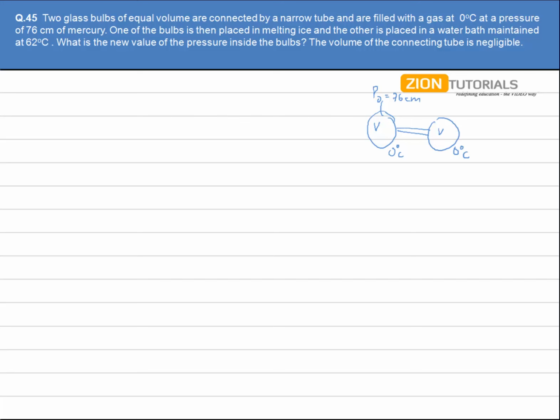degrees Celsius. One of the bulbs is then placed in a melting ice. Now one of the bulbs is placed in a melting ice. This is the ice basically. So that means this temperature will remain at 0 degrees Celsius. And the other is placed in a water bath maintained at 62 degrees Celsius. This becomes 62 degrees Celsius.